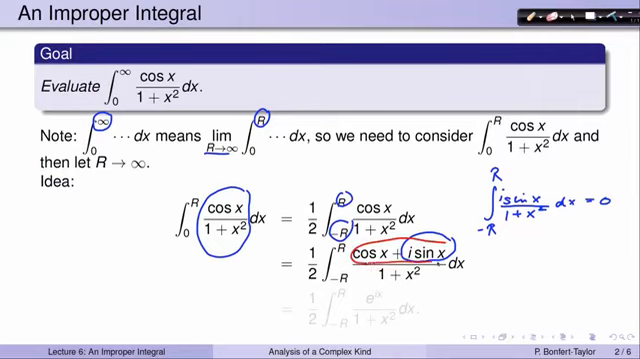But cosine x plus i sine x, that's equal to e to the ix. And all of a sudden, I get my exponential function into the picture here. So instead of finding the original integral from 0 to r of cosine x over 1 plus x squared dx, I might just as well find 1/2 times the integral from negative r to r of e to the ix over 1 plus x squared.